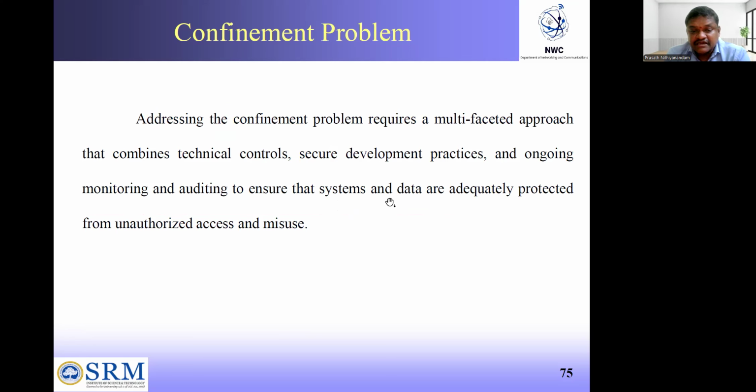So, as a summary and recommendations, successfully addressing the confinement problem requires a combination of technical controls, secure development processes, and ongoing monitoring. Organizations that employ these strategies can protect their systems and data from unauthorized access and misuse, securing the integrity of their information infrastructure.